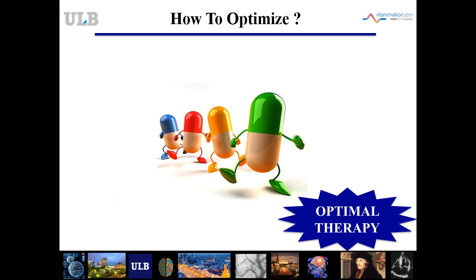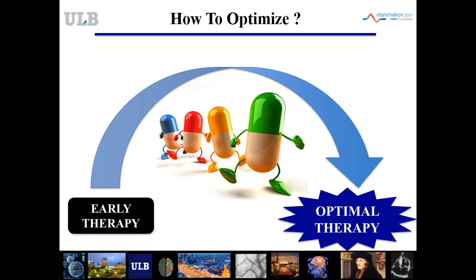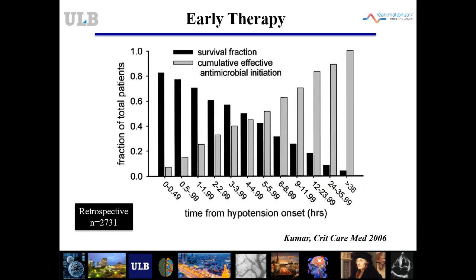So if we want to get the optimal therapy, I think the first step is to give an early antibiotic therapy. I know that everyone has read this paper, one of the most downloaded papers from Critical Care Medicine, from Anand Kumar, a retrospective analysis on 2,000 patients, where the authors show that the longer the time from hypotension to antibiotics, the higher the probability of death, with a 7% increase of death for every half an hour.